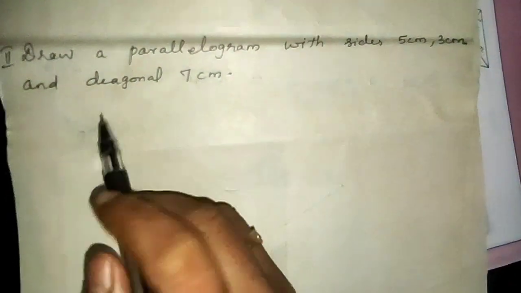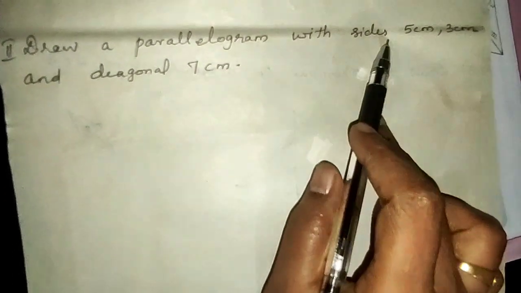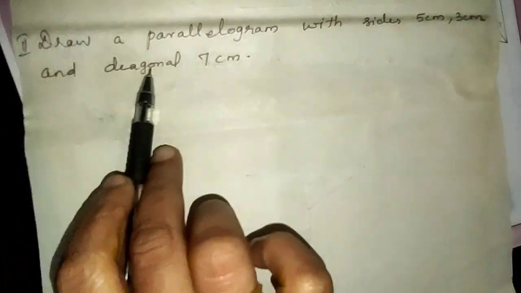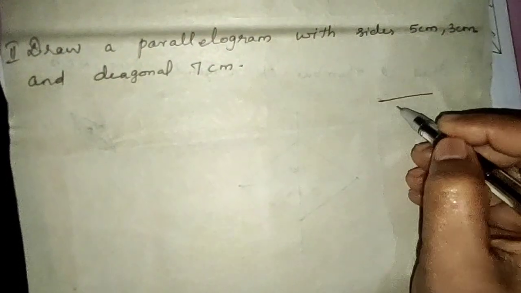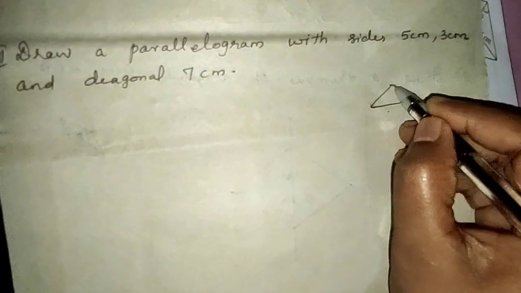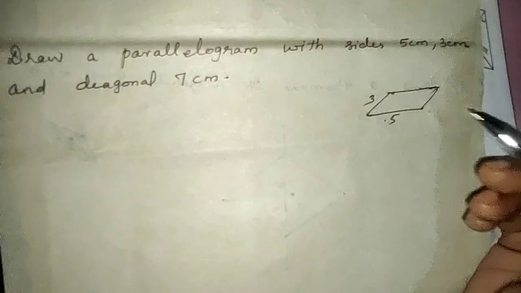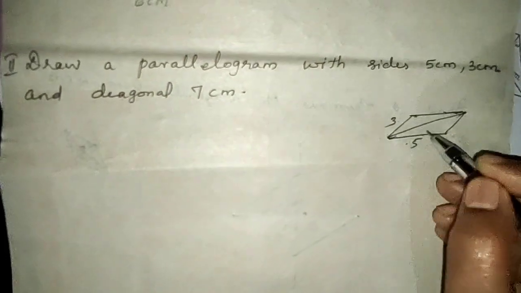Our next type was to draw a parallelogram with the sides 5 centimeter, 3 centimeter and a diagonal 7 centimeter. This one is a parallelogram with two sides, one side is 5, second side is 3 and the diagonal is 7 centimeter. How do we construct this?